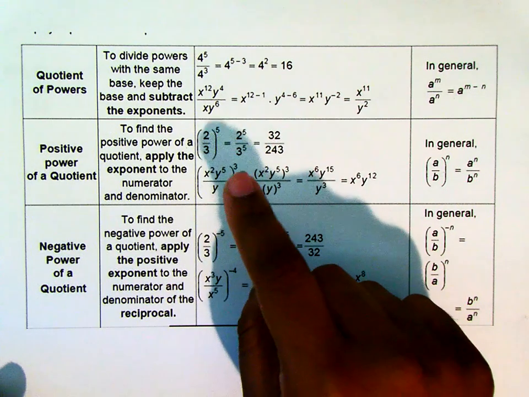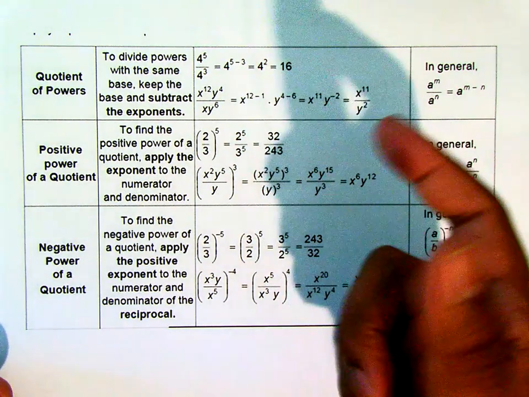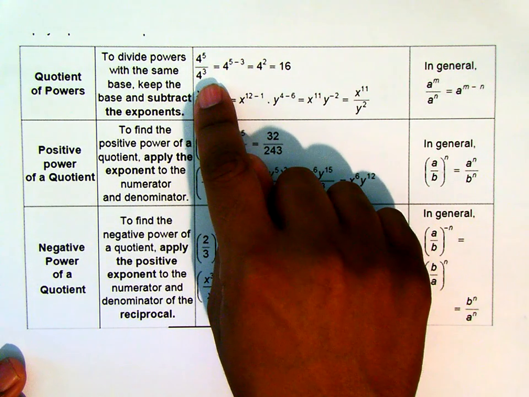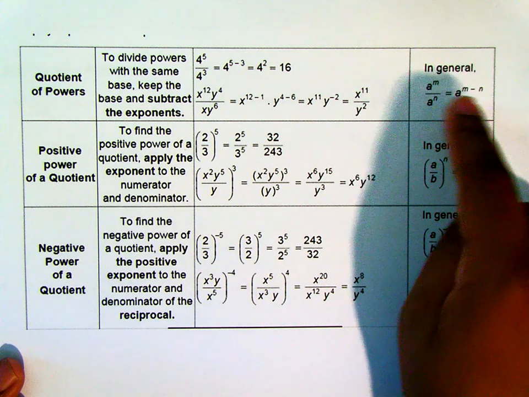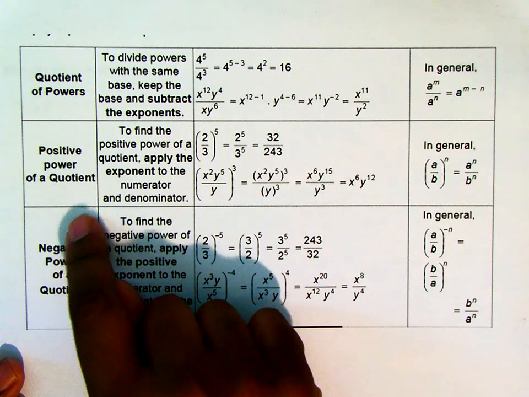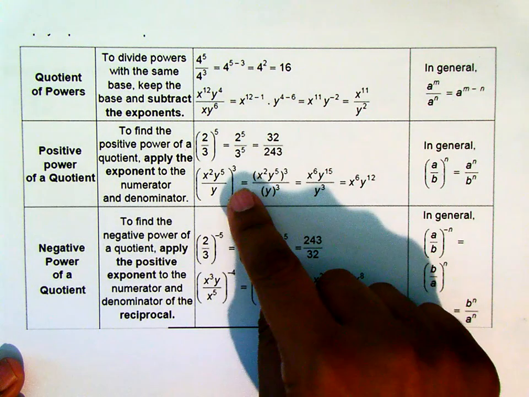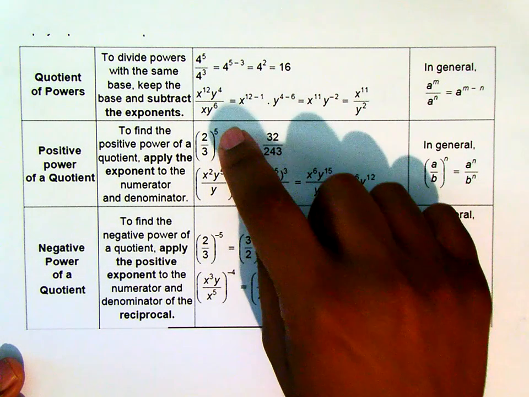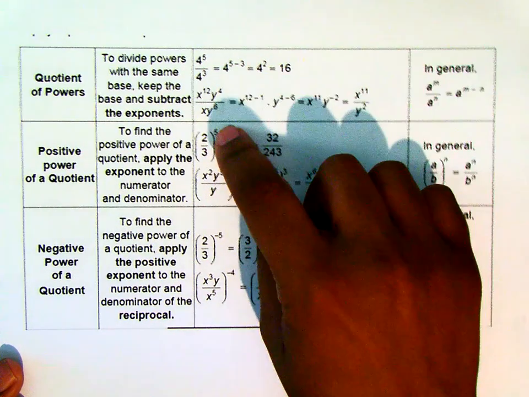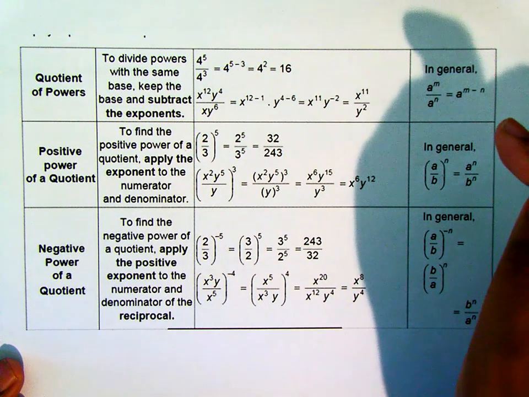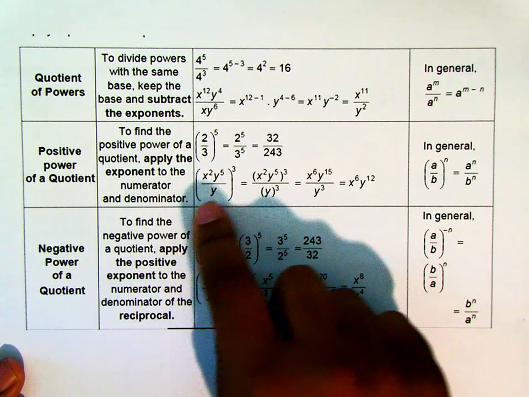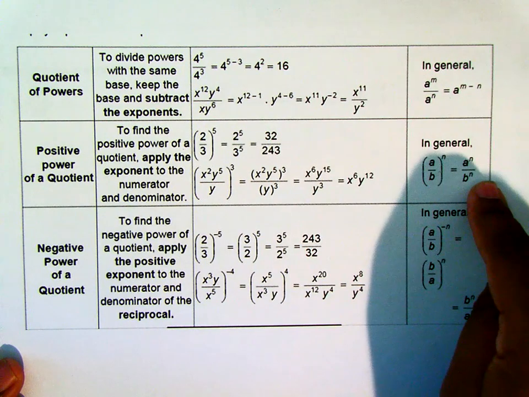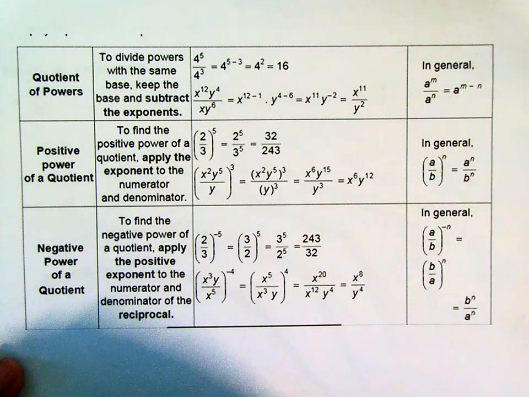One is that, similar to when we multiply, instead of adding, we're going to subtract. And you have to have the same base. Two, when you have a positive power of a quotient, then understand that right here, this 5 will go on the numerator and the denominator. Similar here, this 3 goes into the numerator and the denominator. They have an example right here in general.